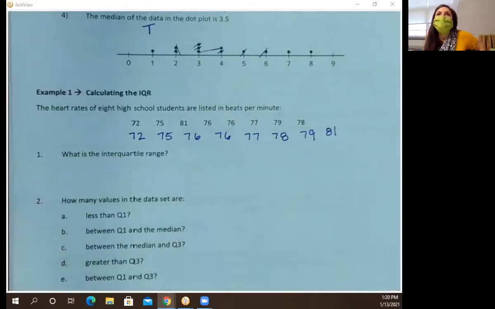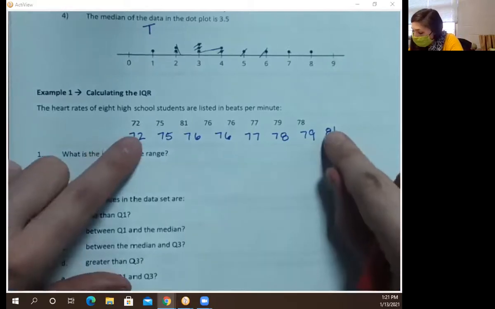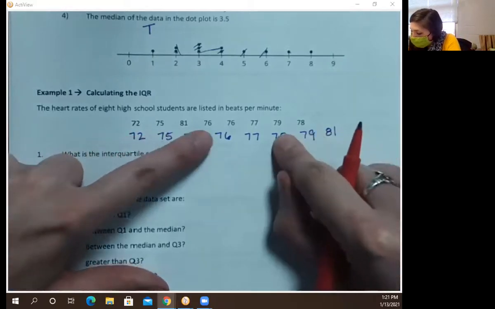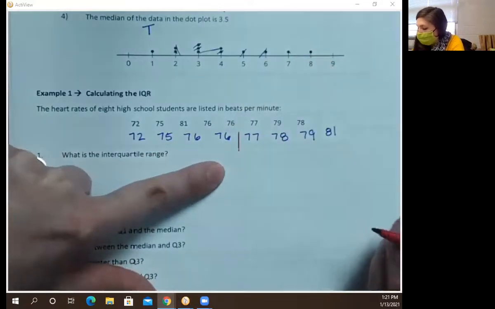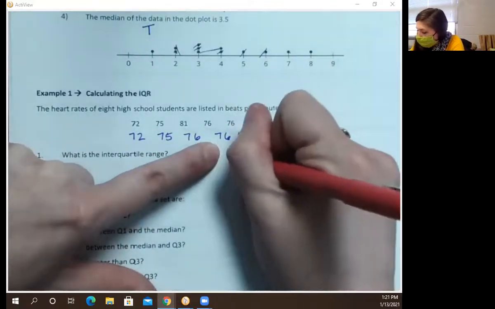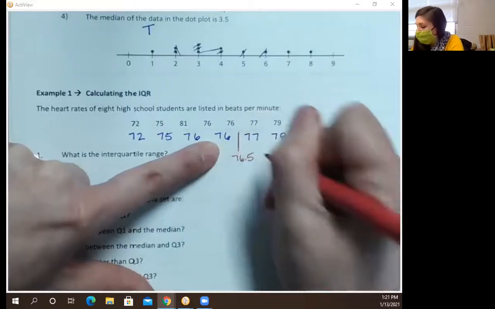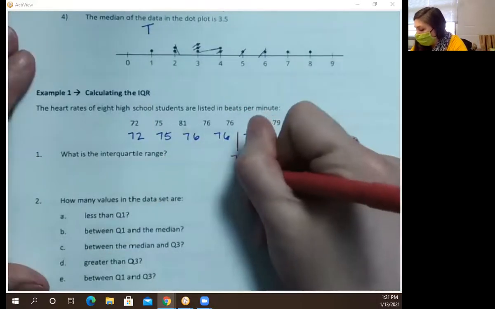And I'm going to pretend for a second that I'm going to make a box plot. Okay, I'm going to go through that same process I did when I was trying to make a box plot. So the first thing I'm going to do is split my data in half. I'm going to find the median. 1, 2, 3. My median would be here, between those two. So that would be 76.5 would be our median.